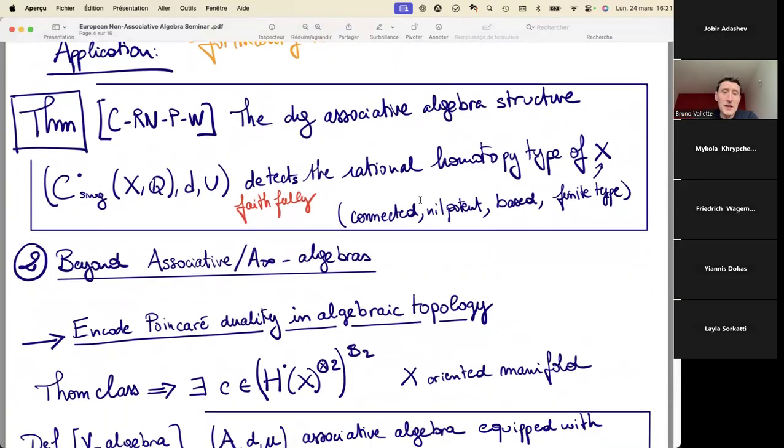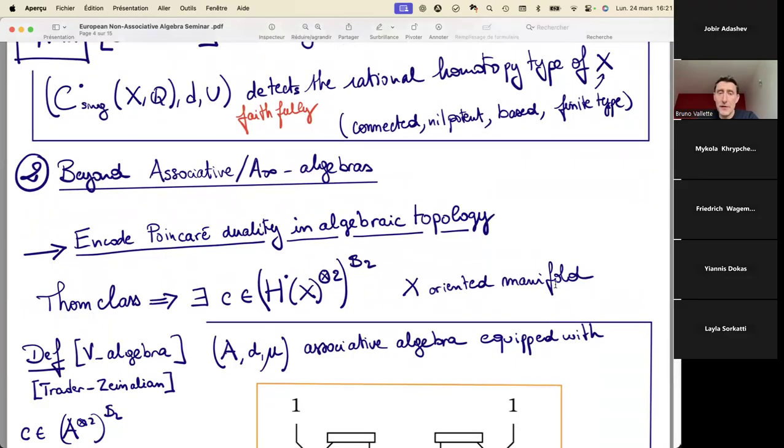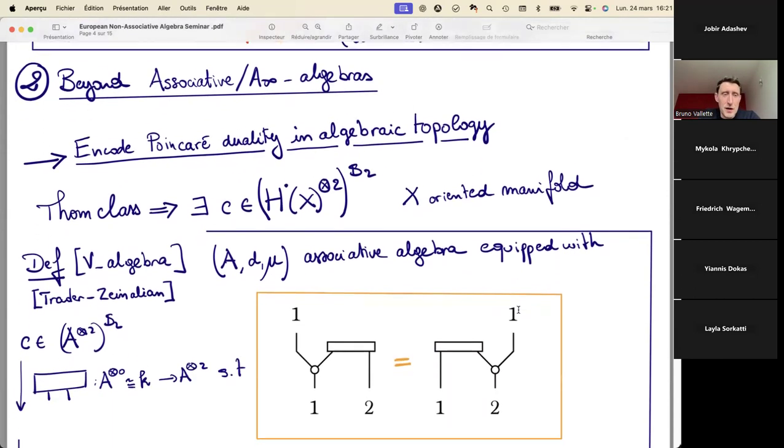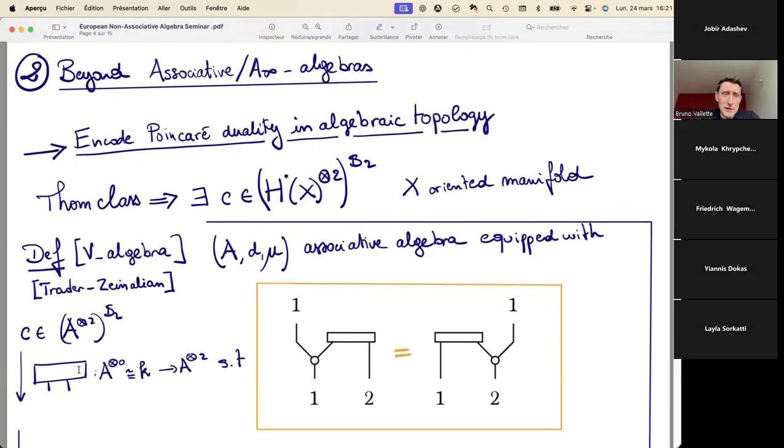Okay. What if, say, now I have an oriented manifold, and there is something that I like in algebraic topology, which also allows me to do many computations, the Poincaré duality. The Poincaré duality produces a Thom class, which is an invariant bitensor in the cohomology groups. I'm going to view the Thom class as an operation with 0 inputs and 2 outputs. That is, I'm going to view this as a guy in A^⊗0, but A^⊗0 is my ground ring field, to A^⊗2.